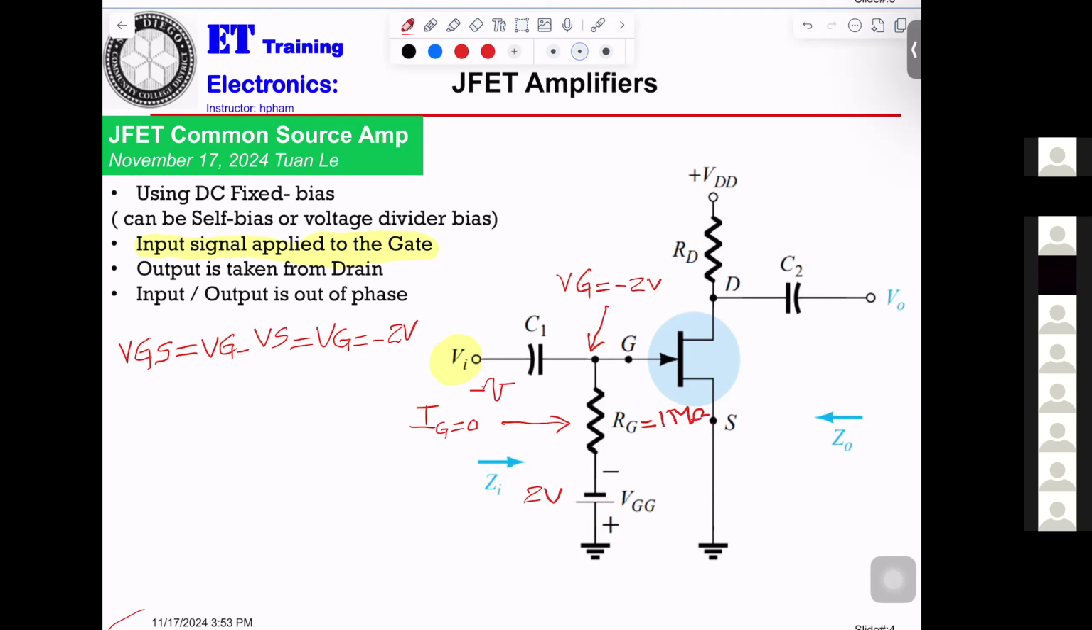C1 will be DC blocking and AC coupling. What does that mean? That means it does not allow any DC voltage from the input to go to the amplifier, and it allows only AC. So that's why on this side here, you can see a sine wave go through it.